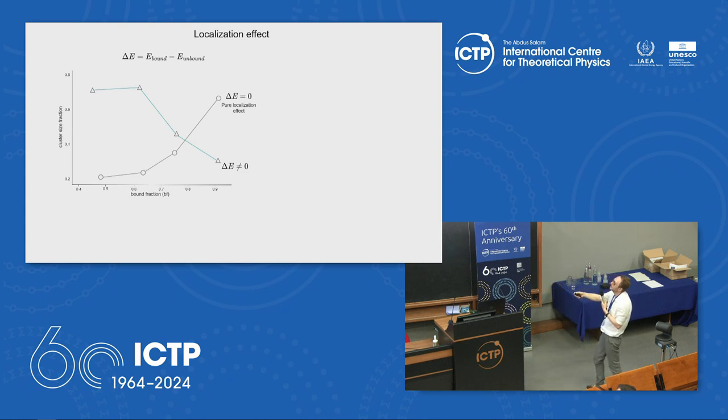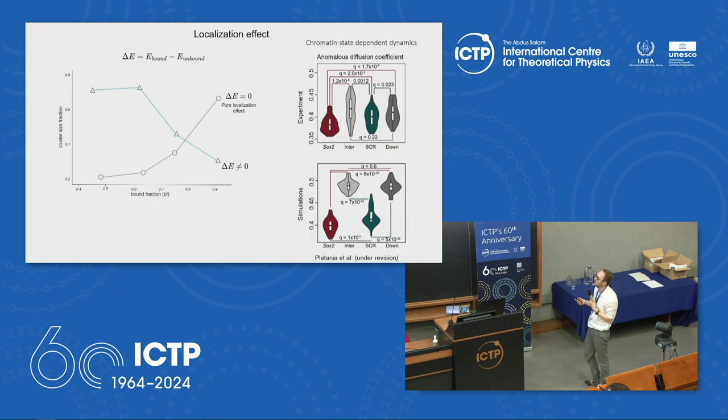And then the delta E equals zero, the case in which the self-separation propensity of CTCF doesn't change, can be easily explained because CTCF, while it's bound to chromatin, goes from a Brownian motion with a diffusion exponent of 1 to a Rouse model, roughly 0.5.